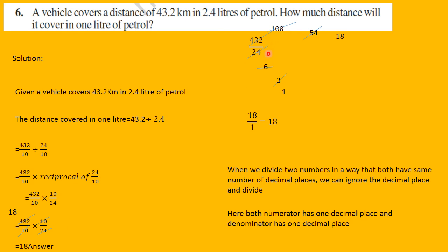432 upon 24, you first cancel it by 4. 4 6s are 24. So here you cancel it once, and because 3 is lesser than 4 and cannot be divided, you write 0, and 32 you divide by 4. So 8 4s are 32. So we are left with 6 and 108 in the numerator.